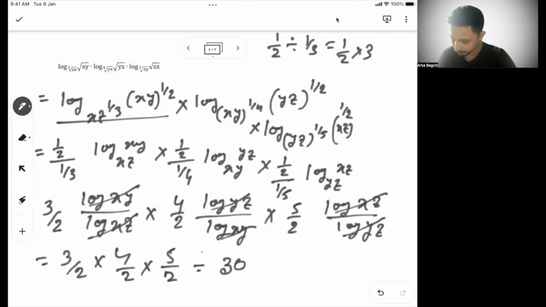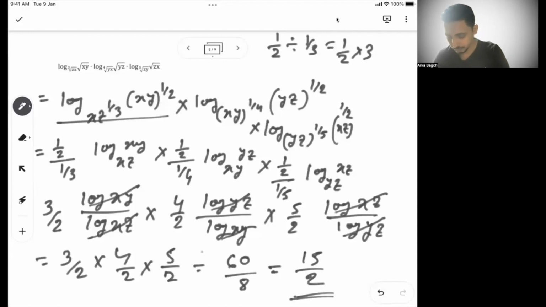That is 30. Oh, not 30, sorry. 60, my bad. This 60 divided by 8, or we can say 15/2. 15/2 is my answer. So what we did, we simplified the problem and then applied some of the basic formulas of logarithm, and we were able to solve it.